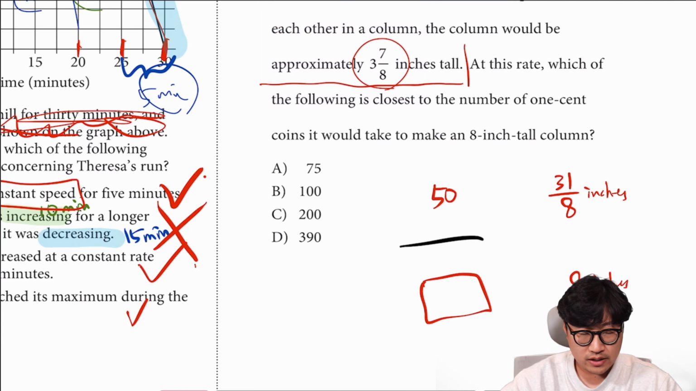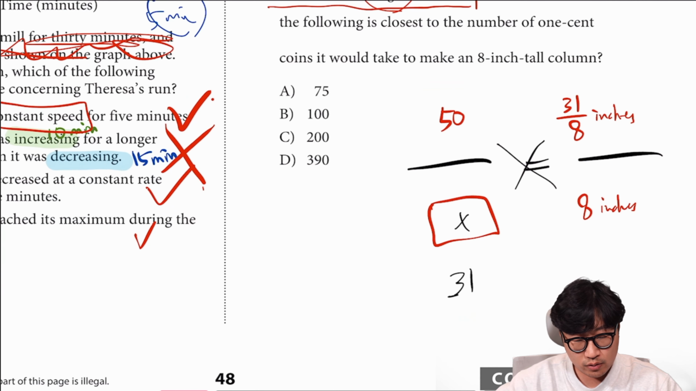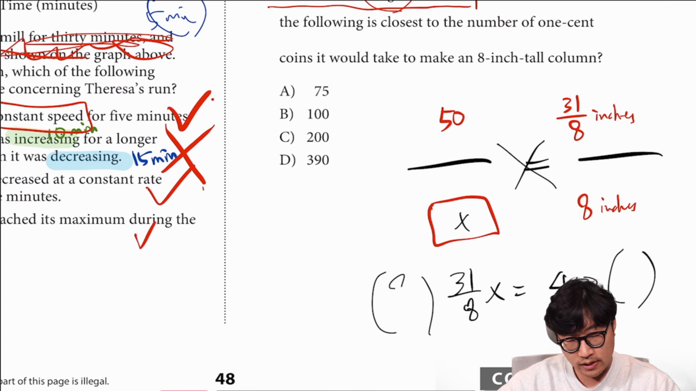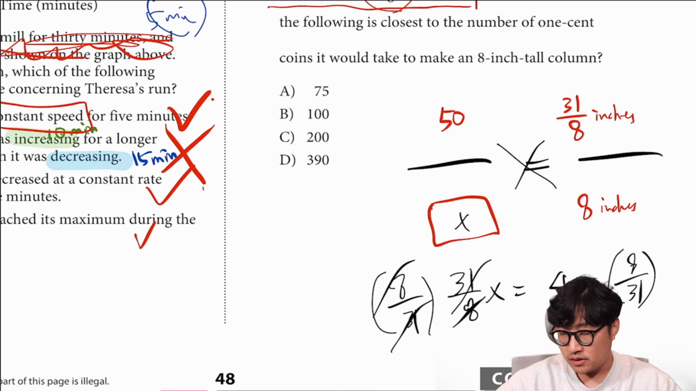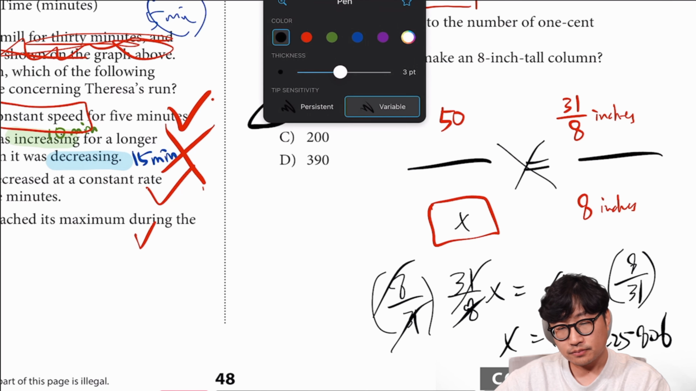So I'll just put them into fractions and set them equal. So you can go ahead and just cross multiply. I'm going to call that x. So 31 over 8 x is equal to 50 times 8, which is 400. So go ahead and multiply both sides by 8 over 31. And yeah, you can go ahead and just punch that into your calculator. And when you do that, you should get something like x is equal to 103.225806, close enough to 100.